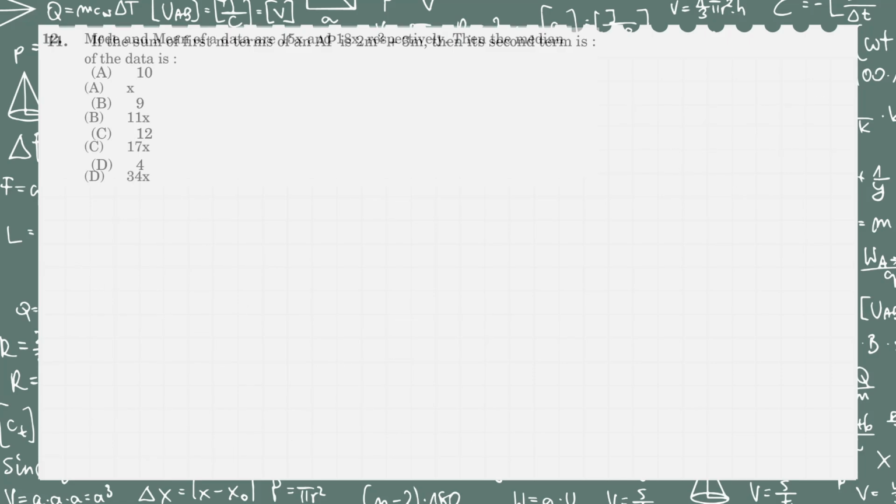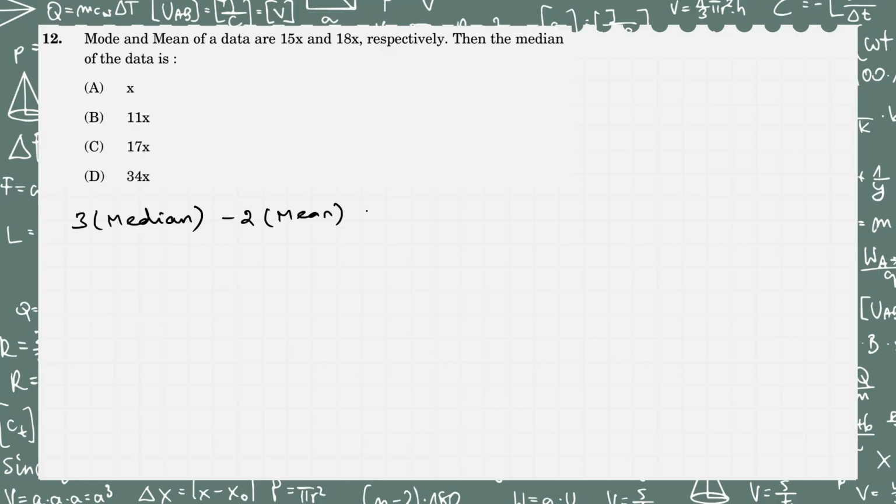Let's move on to the next sum. Mode and mean of a data are 15x and 18x respectively. Then the median of the data is. So here we have to use the empirical formula for the mean, median and mode, which is 3 times median minus 2 times mean equal to mode. Or we can rewrite this like 3 times median equal to mode plus 2 times mean, right? This minus 2 times mean can go to the other side also. So this is also another way of writing this.